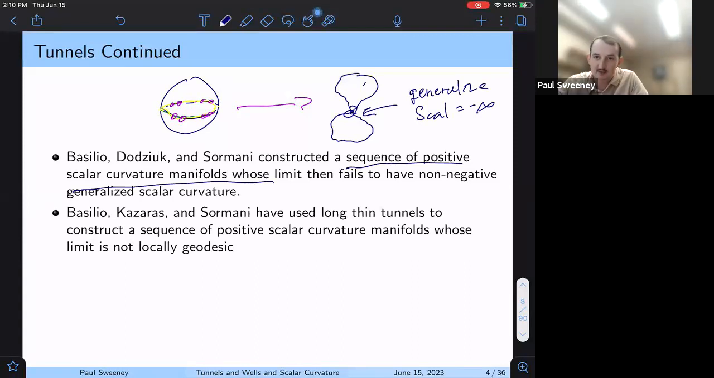And then also, Basilio, Cazares, and Sermani have used long tunnels, right? So these were short, thin tunnels, and now we can use long tunnels to construct a sequence of manifolds whose limit is not locally geodesic. So again, just to explain that, just an example to say the tunnels cause problems. So how can we prevent tunnels?